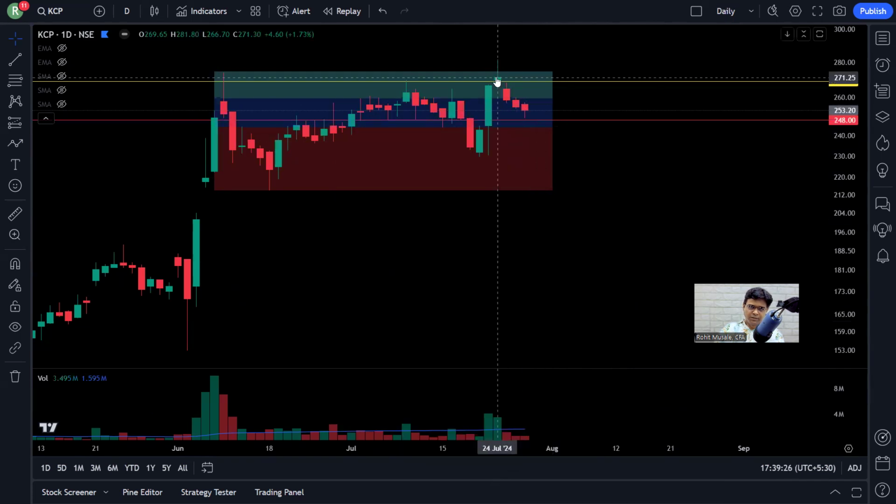My stop loss is here. So I sell half on that day. Now my potential risk is not 8%. My potential risk is 4% because I have sold half the position.